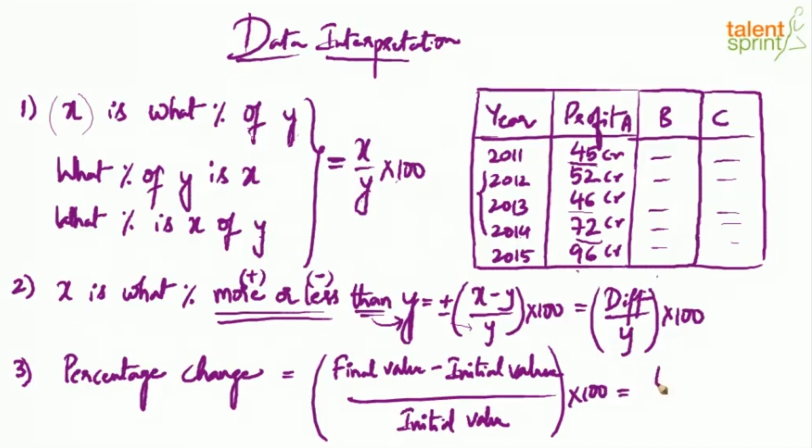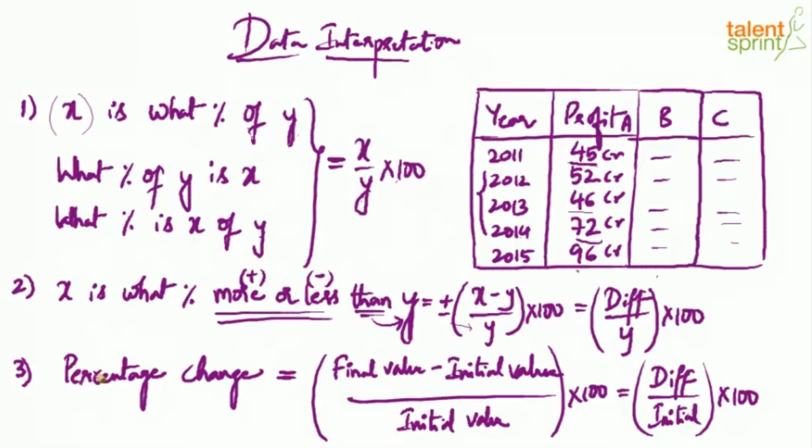Or simply, you can take it as difference. See, any percentage calculation will involve two values. So you take the difference of those two values upon the initial value into 100. So the percentage change between two values should be measured as final value minus initial value upon initial value into 100. That's a very important concept and a very commonly asked question from data interpretation.